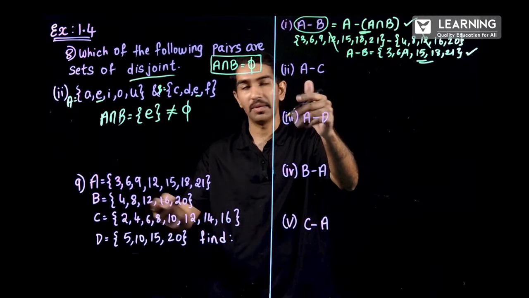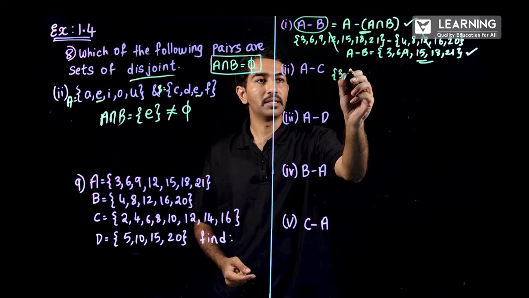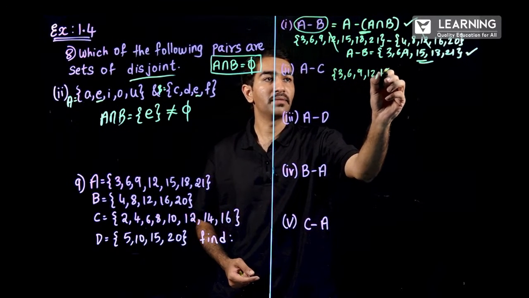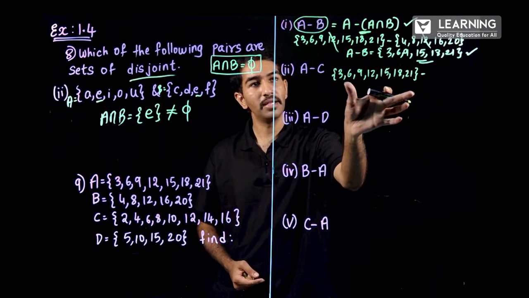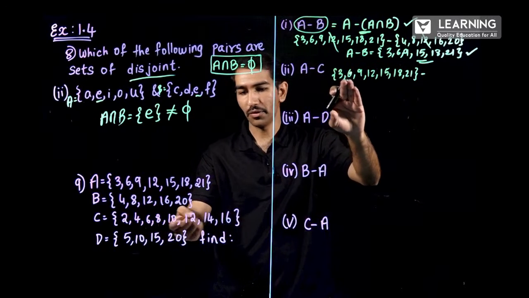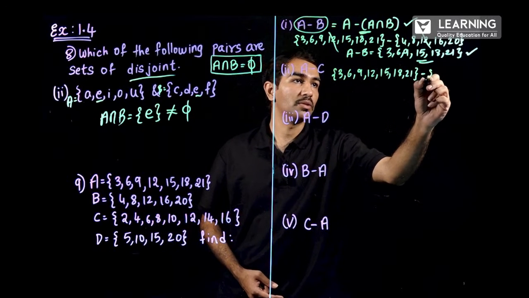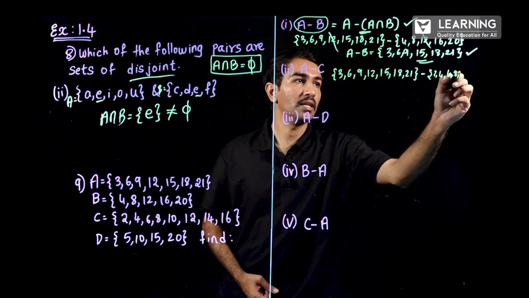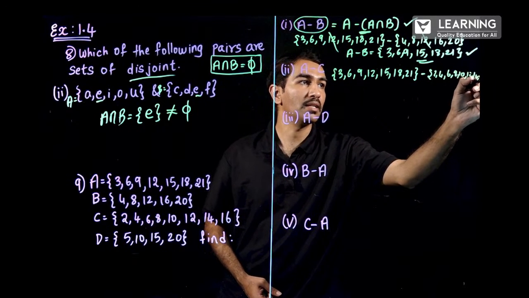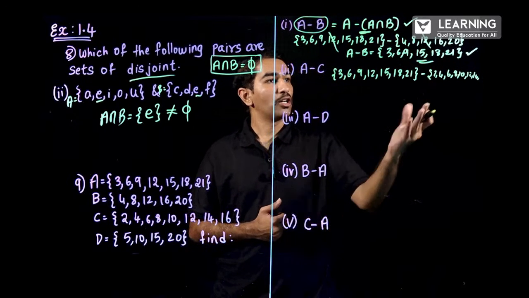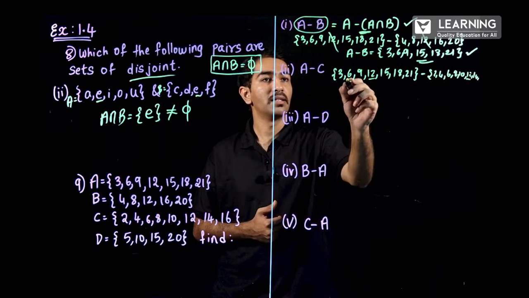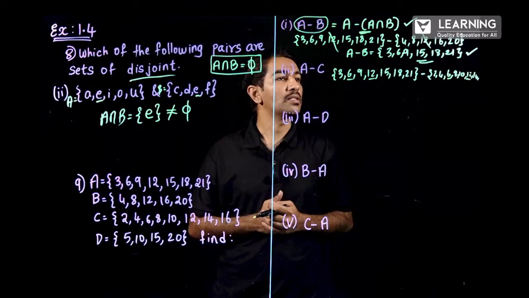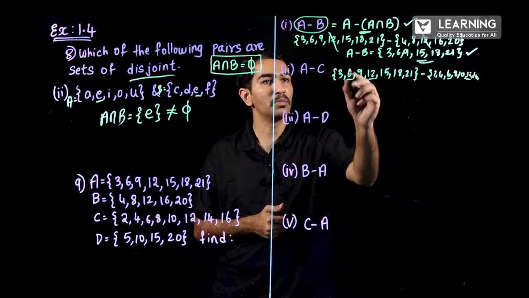What is set A, students? Multiples of 3 again. So that is nothing but 3, 6, 9, 12, 15, 18, 21. So from this set, remove all the elements of C. What is C, students? 2, 4, 6, 8, 10, 12, 14 and 16. What are the common elements? I think we can see 12, correct? 12 is there, 6 is there. What else is common? 2 is not there, 4 is not there, 8 is not there, 14 is not there, 16 is not there.